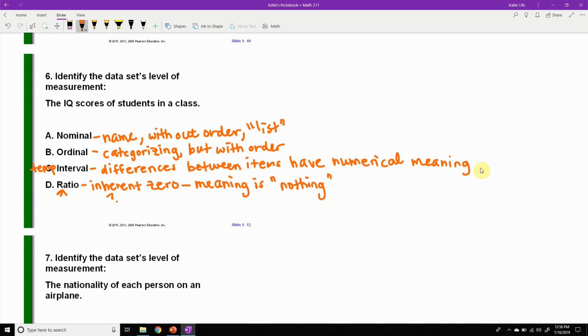So if we're talking about an IQ score, right? Does it have inherent meaning to me to say that there's an IQ of 0? Can anybody really have an IQ of 0 and still be alive? No, not really. 0 in this case just means a place on the scale, right? An IQ of 0 does not mean that person doesn't exist or doesn't have a brain or something like that. Maybe they're in a coma, I don't know. But 0 in this case does not mean nothing. It's just a place on the scale. So in this instance, we're going to say this is at the interval level of measurement.